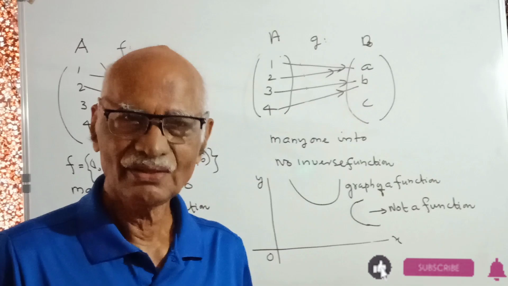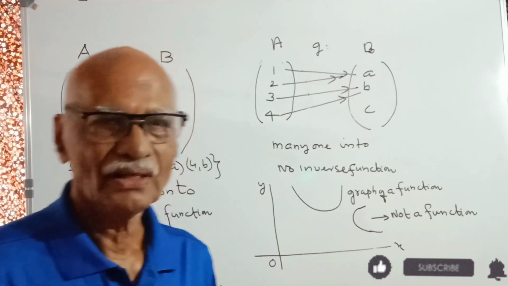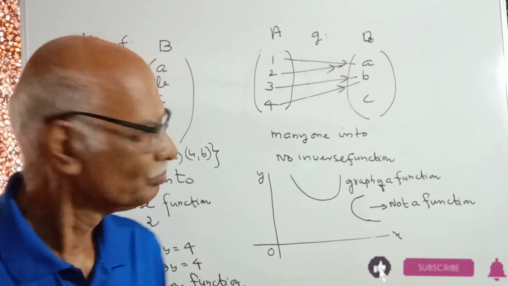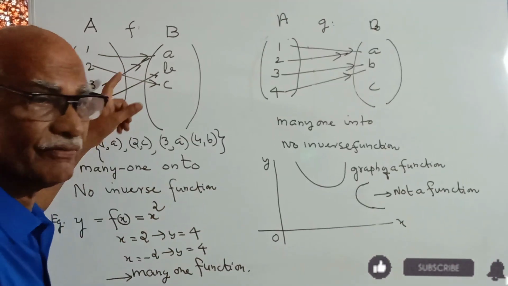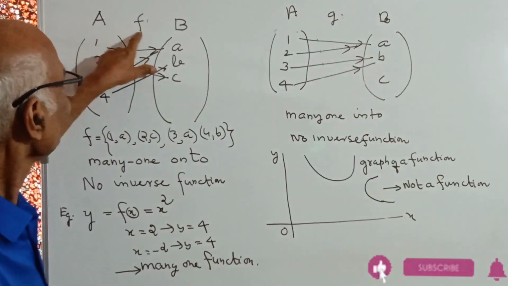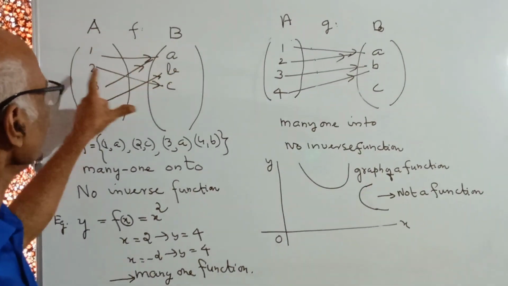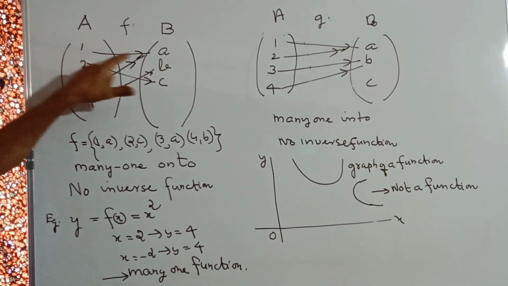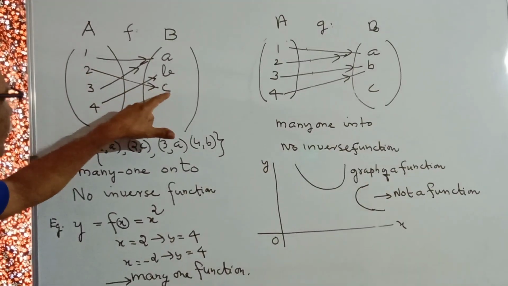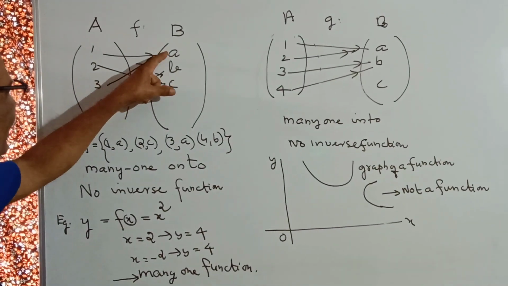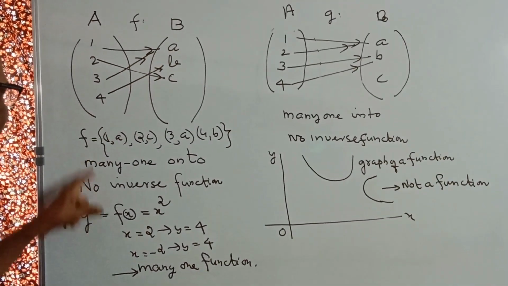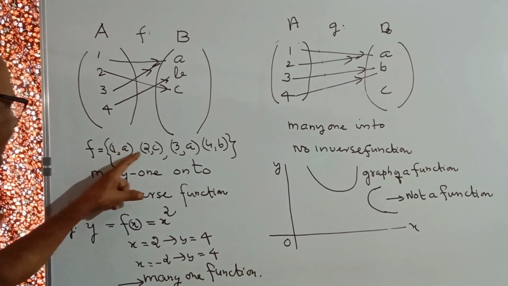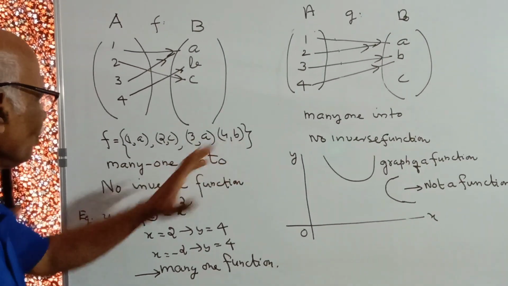We continue discussion of set theory. Now let us see what we can do. Here we see a function f from A to B denoted by this diagram. You can see 1 goes to a, 2 goes to c, 3 goes to a, 4 goes to b. So the function f is {(1,a), (2,c), (3,a), (4,b)}.